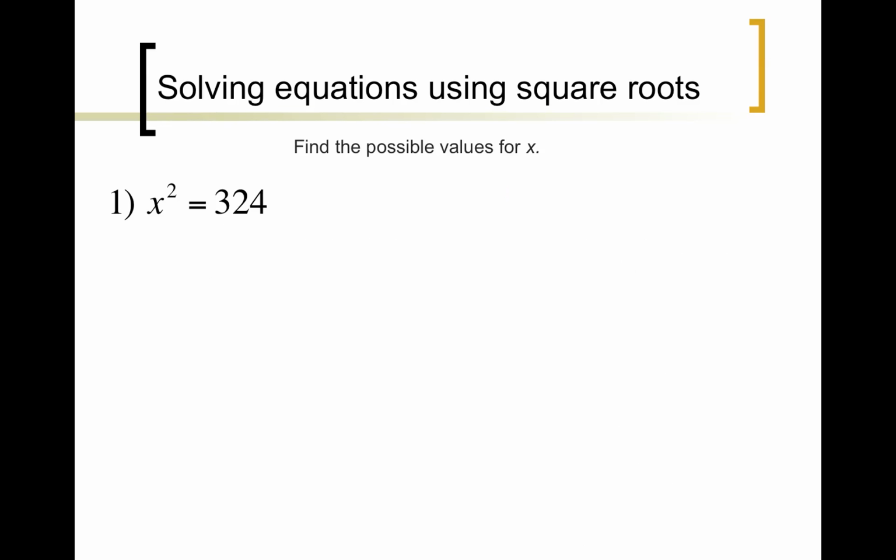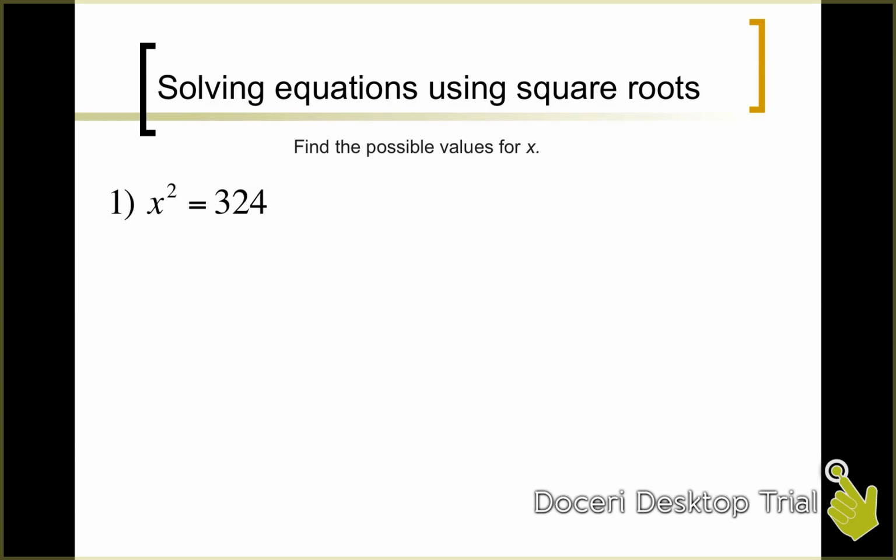Let's try some together. We're going to try to find all the possible values for x by solving the equation. So if x squared is equal to 324, guess what? X squared is already by itself. So what do I need to do? Take the square root of both sides. That sounds pretty simple. Looks like x is going to equal positive and negative 18.